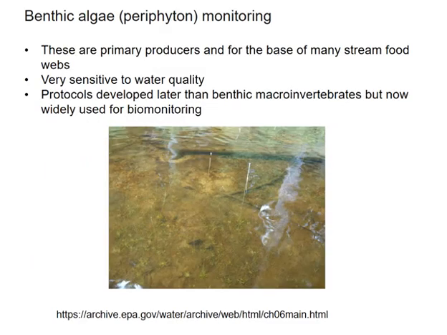Okay, in terms of benthic algae monitoring, it's a little bit different because you're basically picking bits of slime out of the river, right? So it's not the same type of technique. Benthic algae are essentially the primary producers. They're at the base of many stream food webs and sensitive to water quality.